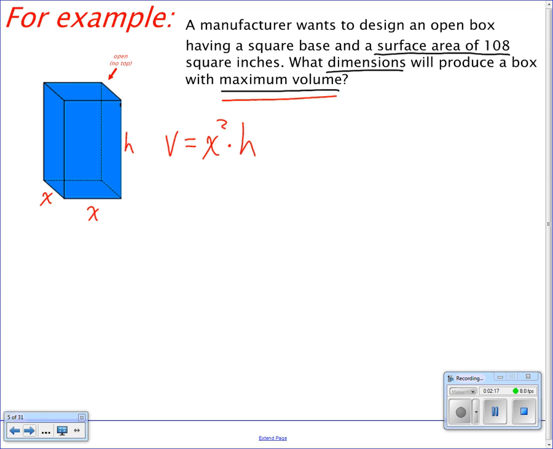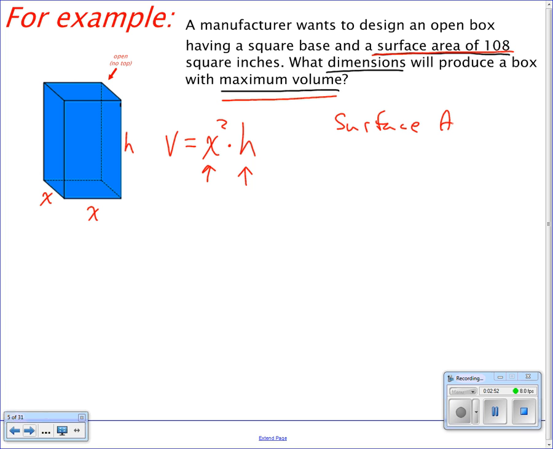Now I want to use the first or second derivative test to find the maximum value of the volume. But the equation currently has x and h, both variables. So if I were to differentiate with respect to x, for example, I would have to use implicit differentiation on both x and h, and that could get kind of complicated. So here's where the constraint or the circumstance of the surface area being 108 comes in. We're going to use that to make the derivative something easier to find.